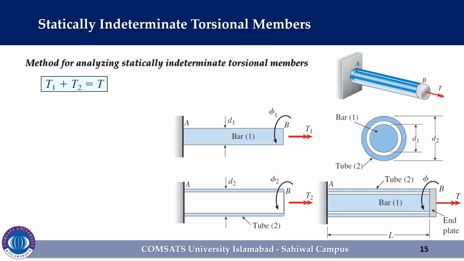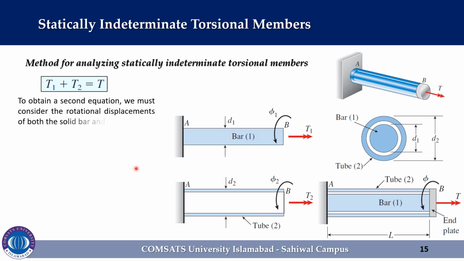Now, to obtain a second equation of compatibility, we must consider the rotational displacements of both the solid bar and the tube. Let us denote the angle of twist of the solid bar by phi 1 and the angle of twist of the tube by phi 2. These angles of twist must be equal because the bar and the tube are joined to the end plate and rotate with it. Consequently, the equation of compatibility is phi 1 is equal to phi 2.